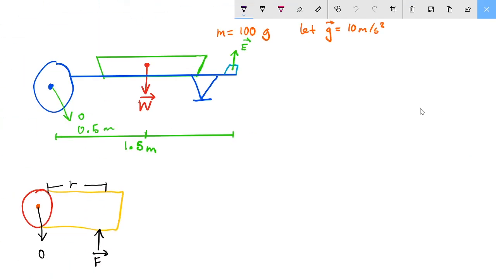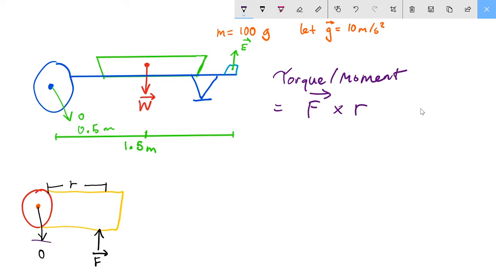Today we're going to be talking about torques and moments. So torque, slash moment, is a product. It's the product of force multiplied by the distance perpendicular to the set point.